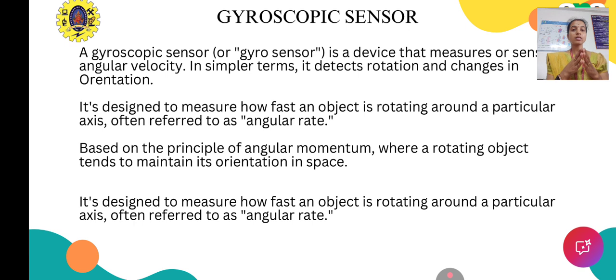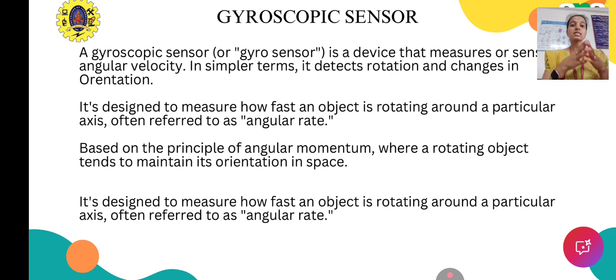Gyroscopic sensor. A gyroscopic sensor or gyro sensor is a device that measures or senses angular velocity. In simpler terms, it detects rotation and change in orientation. This gyroscopic sensor is used to measure the angular velocity. In simple terms, we can say that it detects rotation and change in the orientation of an object.